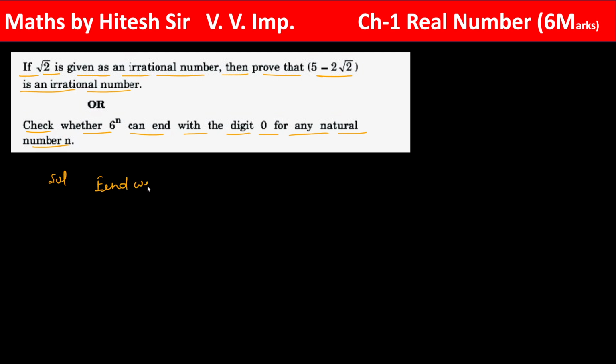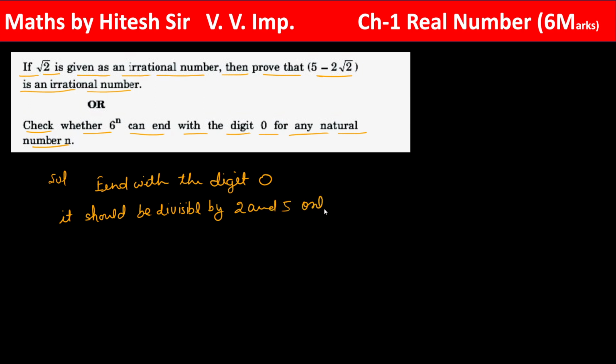End with the digit 0. Okay, if any number ends with the digit 0, then it should be divisible by 2 and 5 only. Why? Because 2 fives are 10. So it's a very simple thing. It should be divisible by 2 and 5 only.